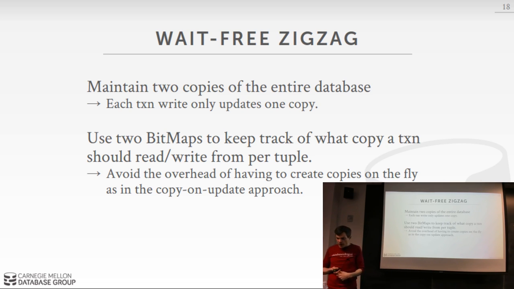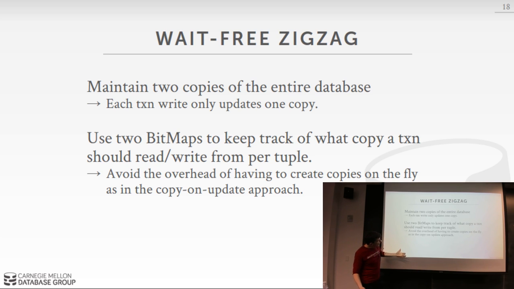And so in the case of wait-free zigzag, they're going to make a trade-off that instead of having a single copy of the database or a multi-version database, they're always going to have explicitly two copies. And then what will happen is when a transaction starts updating the database, we'll have some way to figure out which of these two copies we want to write to, and the other copy is essentially what the checkpoint thread is reading and writing out to disk. And the way they're going to do this is that they're going to have these bitmaps that basically say when a transaction shows up, which version or which copy of the database should it read and write from, right?